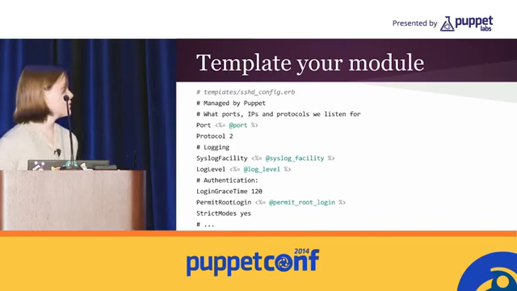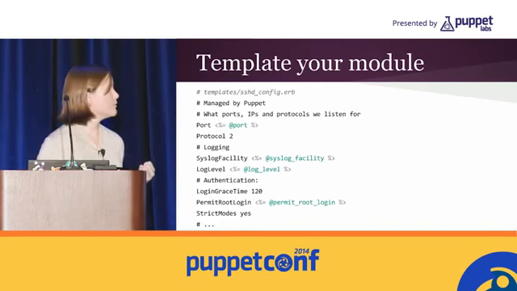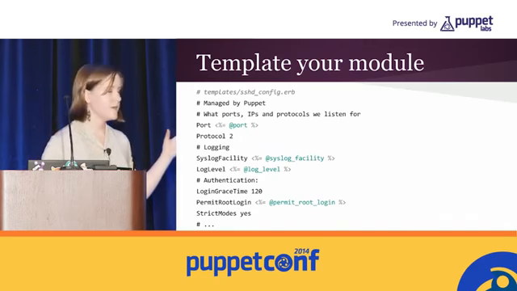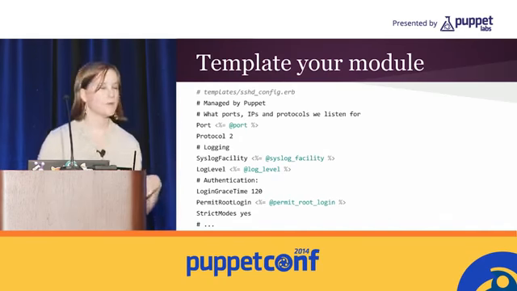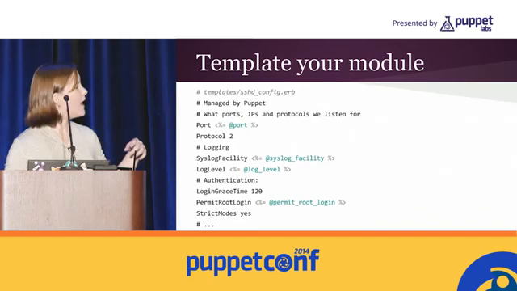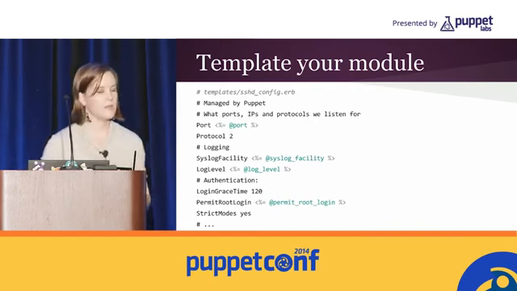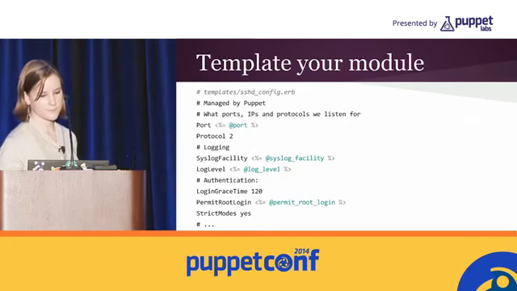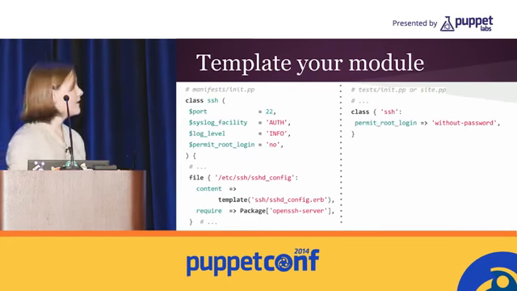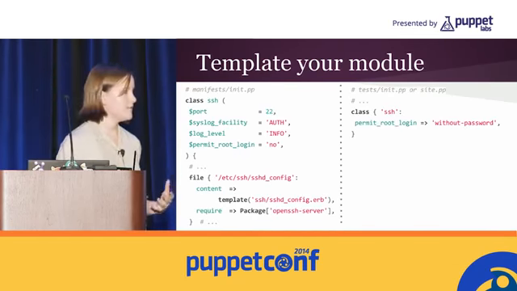So to start making this module a little more portable, we're going to move the file out of the static files directory and the templates directory. We're going to give it an ERB extension, and we're going to start by replacing these hard-coded values with some Ruby instance variables. And then we have to make some changes to the manifest to accommodate that.